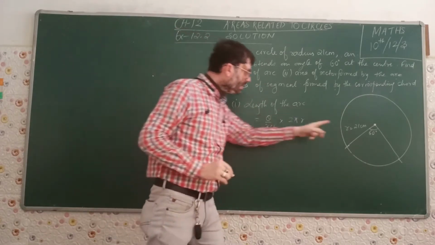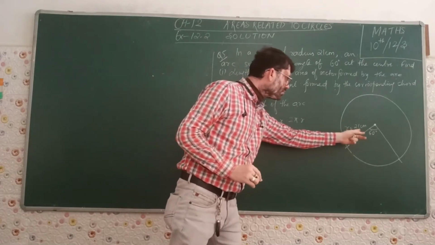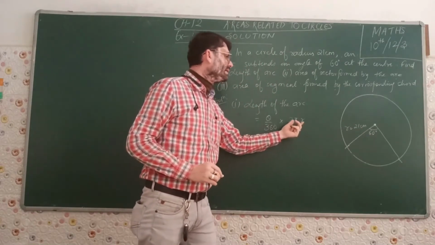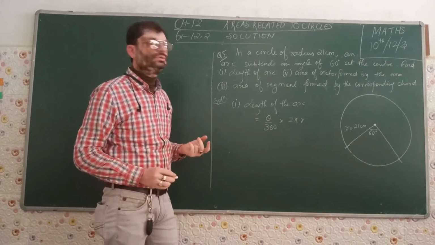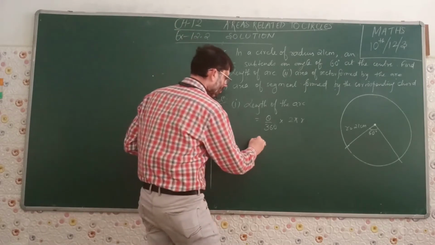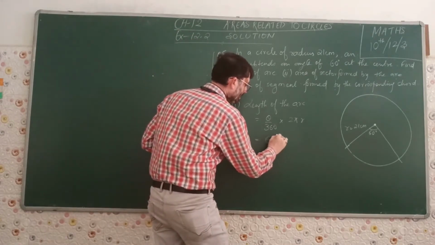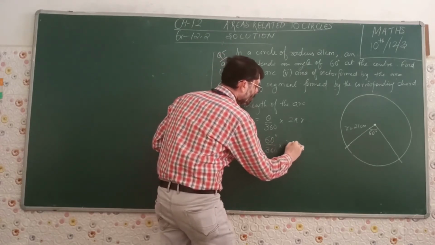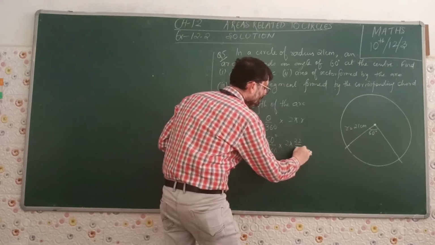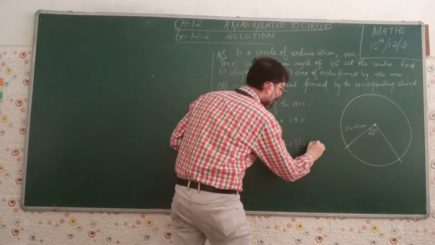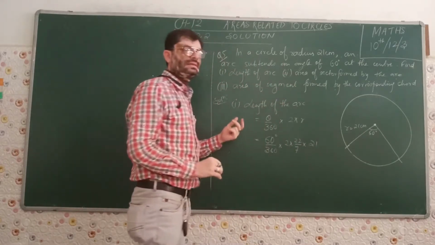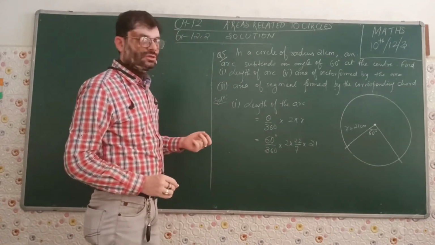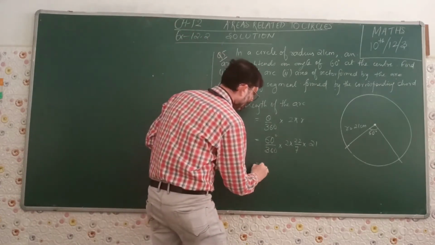We have theta as 60 degrees, we have radius 21 centimeters, and we can take the value of pi to be 22 by 7. So let us take 60 degrees, that is theta by 360, into 2, into pi, the value of pi 22 by 7, and the value of the radius 21 centimeters, as it is given. Calculating and solving, we will get the length of the arc.